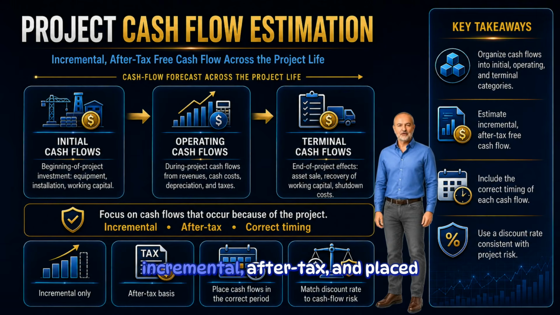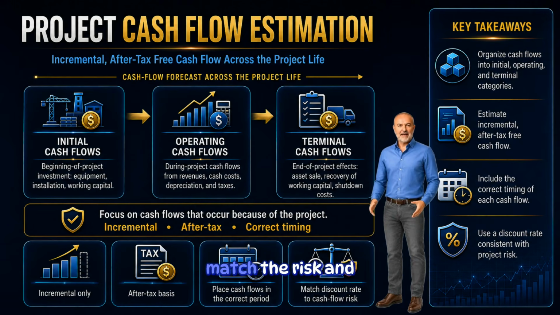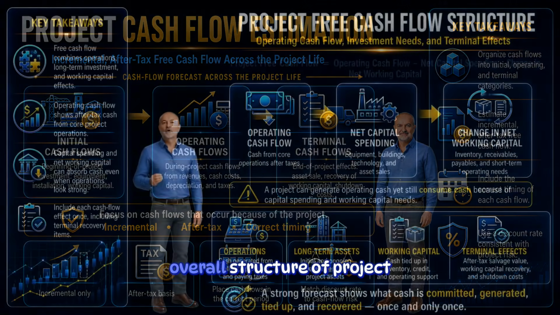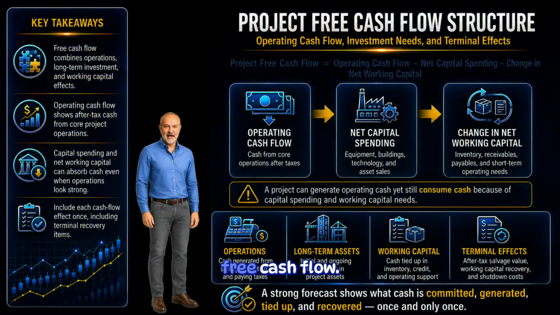Cash flows should be incremental, after tax, and placed in the correct period. The discount rate should match the risk and structure of those cash flows. By the end of this video, you should be able to look at a business project and organize its cash flow forecast clearly and confidently. Let's begin with the overall structure of project free cash flow.